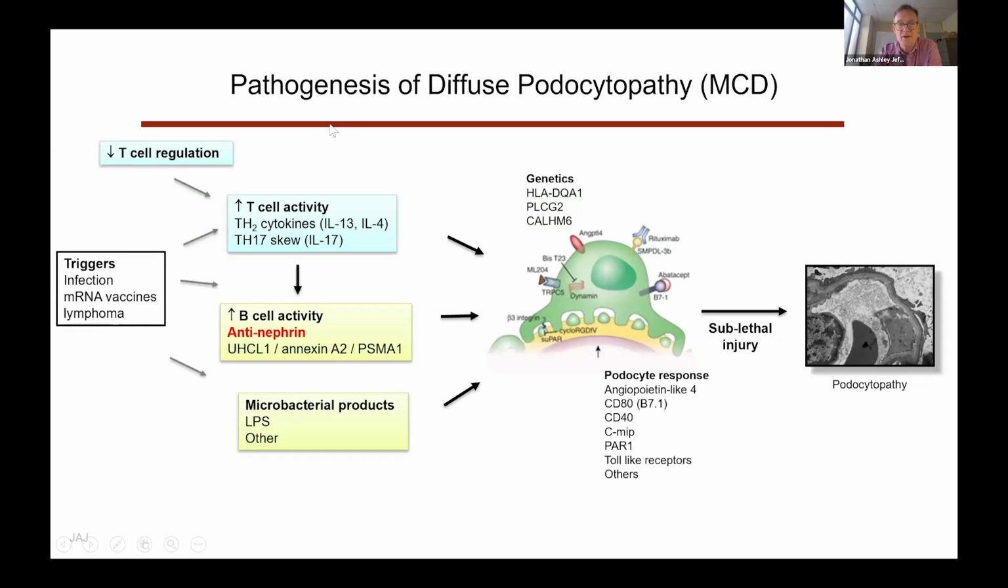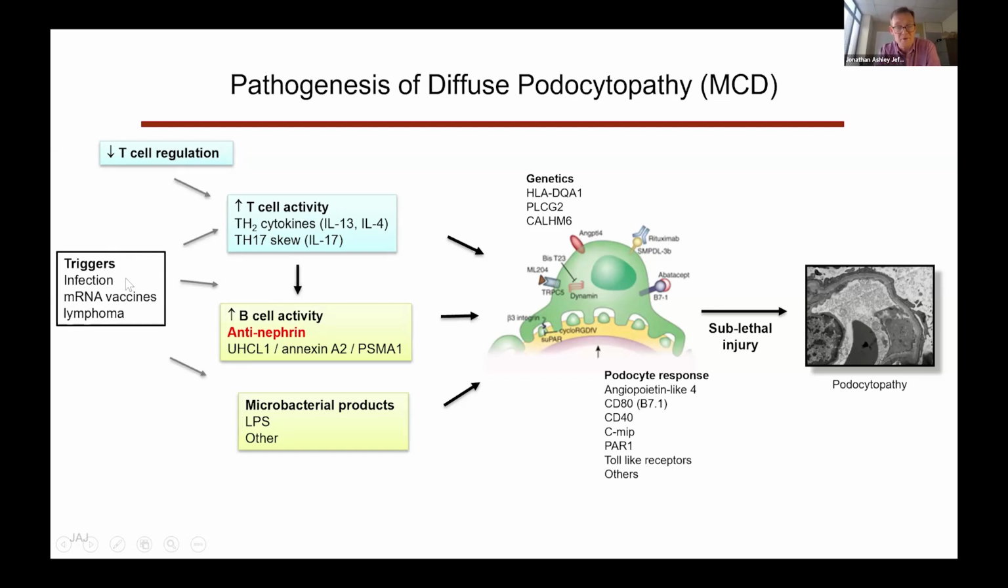So, just summarizing the pathogenesis of diffuse podocytopathy. Obviously, it's a complex pattern. It's not as simple as saying that anti-nephrin antibodies cause minimal change disease. We described our patient who had impaired T-cell regulation. There's a lot of evidence for increased T-cell activity in minimal change disease, and a variety of cytokines that may either directly affect the podocyte or enhance antibody production by B cells have been described.